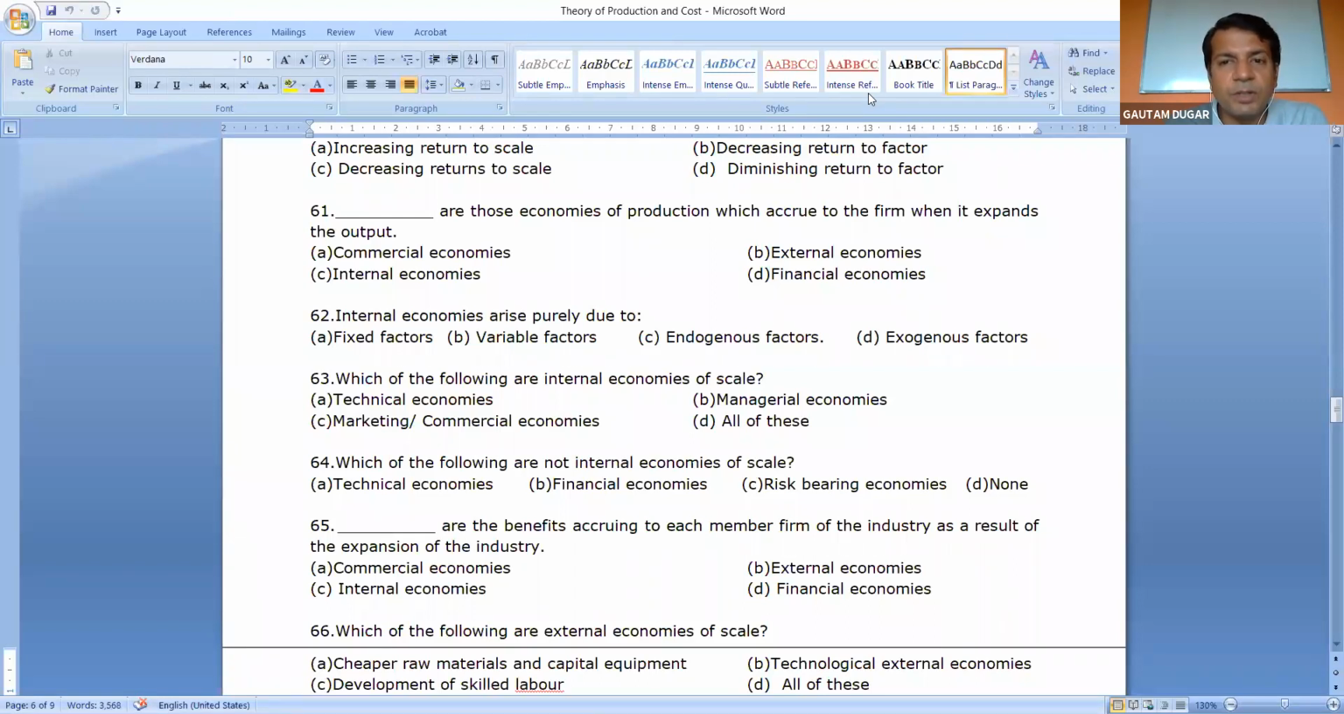It will be reached only by those firms who have used those techniques. It will not accrue to other firms. Answer is C, internal economies. Internal economy arises purely due to endogenous factors, means internal, or because of exogenous factors. Exogenous factors are external factors, and because of exogenous factors, we get the external economies, not the internal economies. Next, 63. Which of following are internal economies? Obviously, all of these are internal economies.